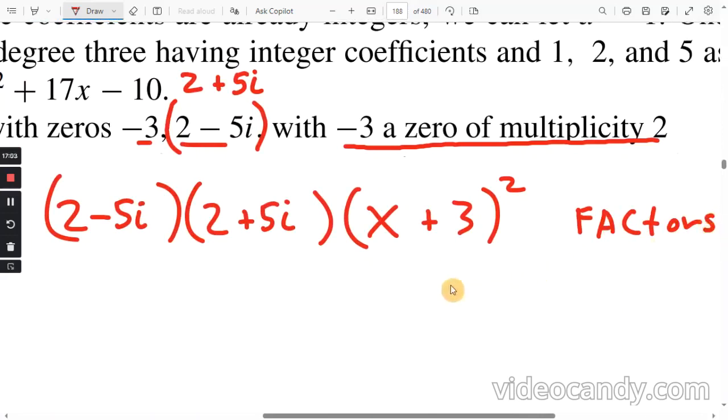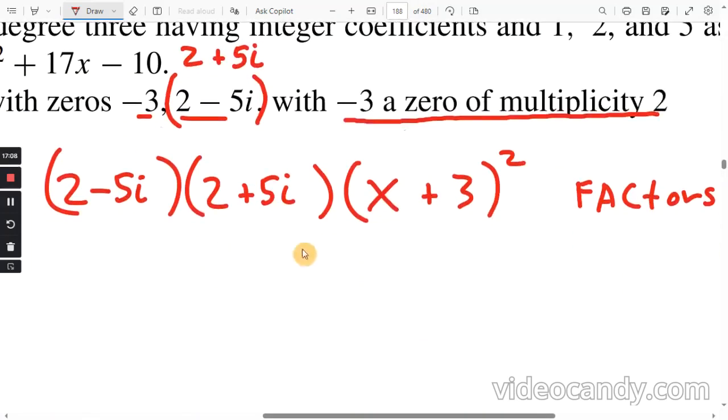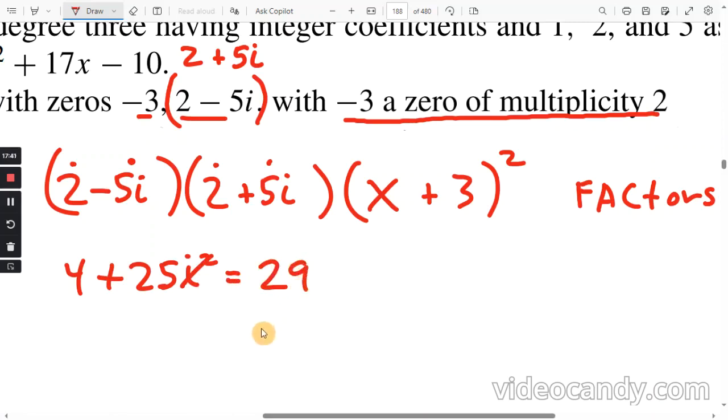Now we're looking to find a polynomial, so we need to at least multiply this. Distributing, use FOIL: 2 times 2, that's 4. Inner is negative 5i times 2, outer is positive 5i times 2. And the last is negative 5i times positive 5i, that's negative 25i squared. And of course, i squared is just negative 1. So negative 25 times negative 1 is positive 25. And 4 plus 25 gives us 29.